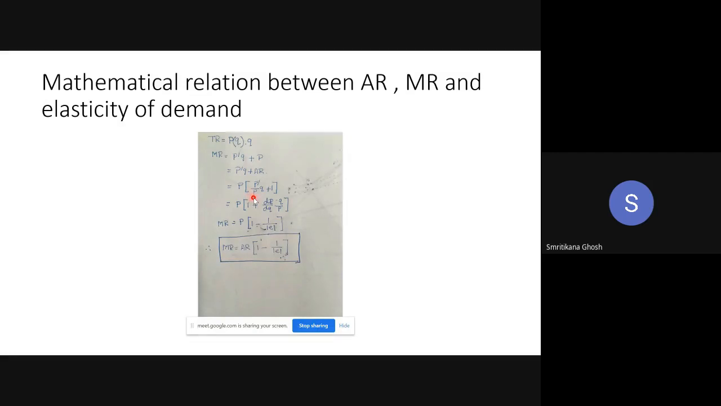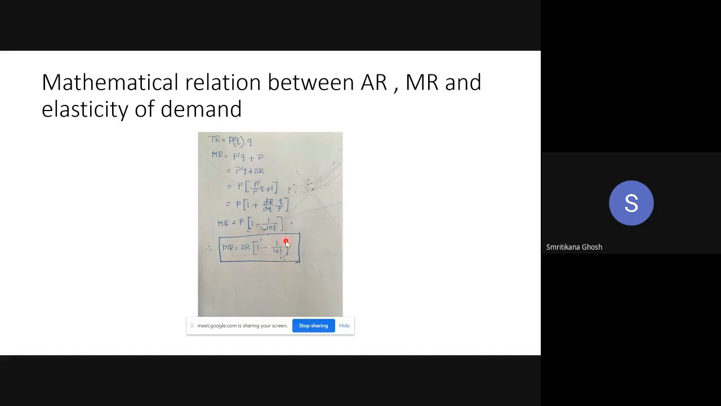So it is very similar to our elasticity. So that is why in the next line I am writing dP/dQ into Q by P. This is nothing but the mod value of the elasticity of demand, because generally the mathematical value of elasticity of demand is negative. Okay. So that is why there is a negative sign with mod E. So there you are getting the relationship between AR, MR and elasticity.